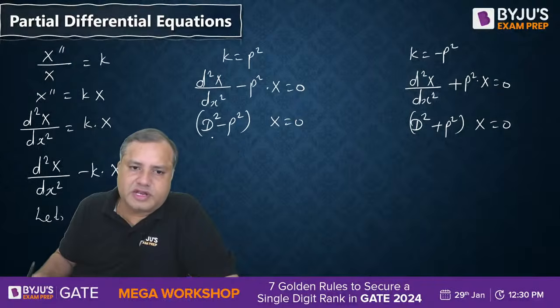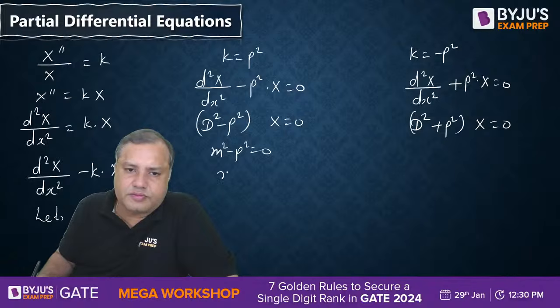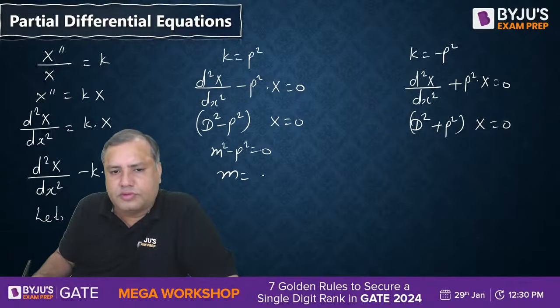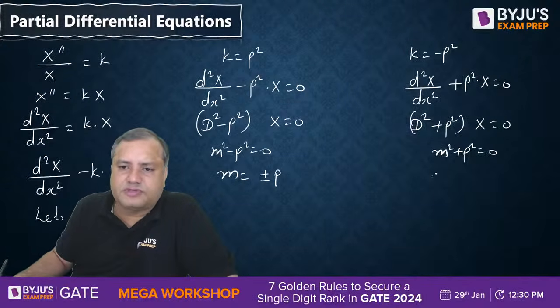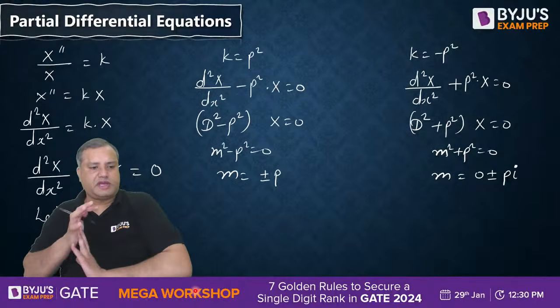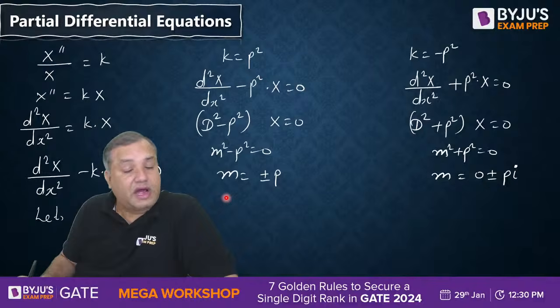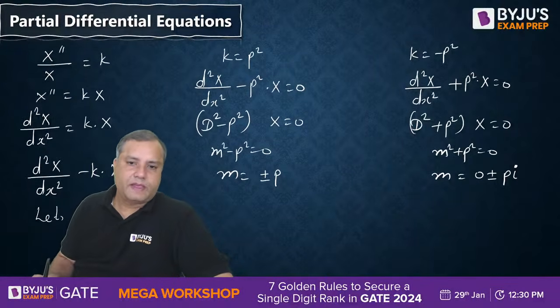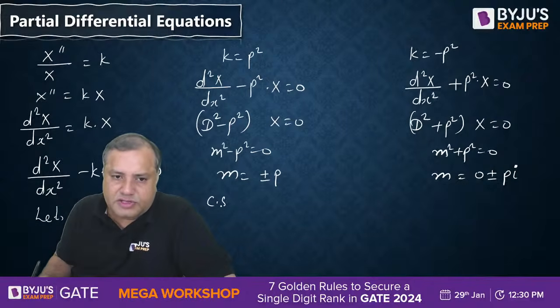We just write the auxiliary equation. M square minus p square equal to 0, m equal to plus minus p, and here m square plus p square equal to 0, so m equal to 0 plus minus pi. Comfortable? Sir, why are you doing it in two different ways? Anyways, I am going to reject one solution, but I can just show you the two possibilities. So complete solution will be only CF.